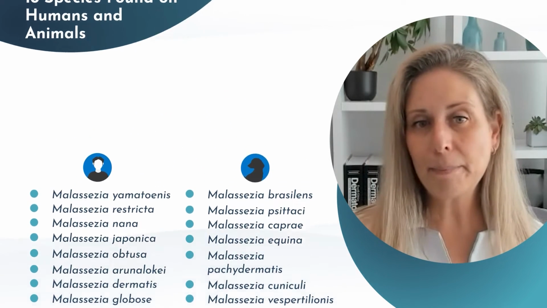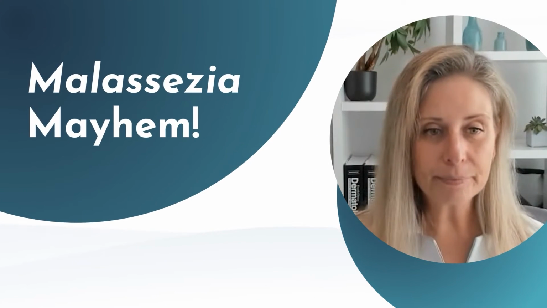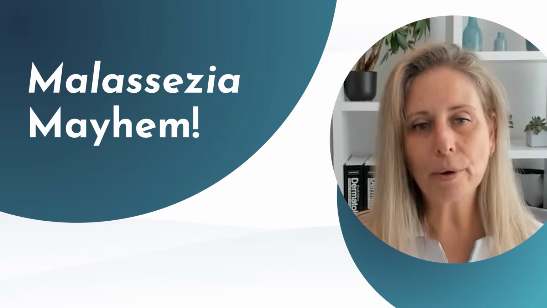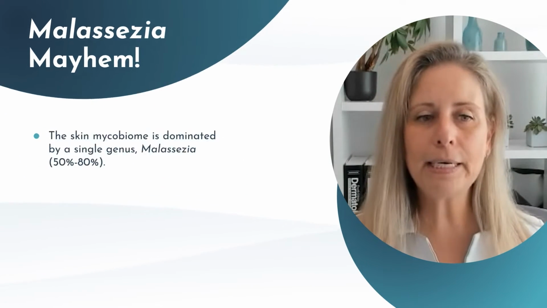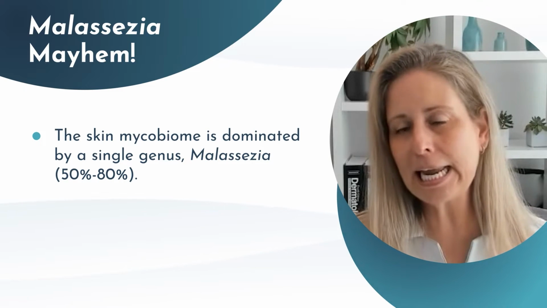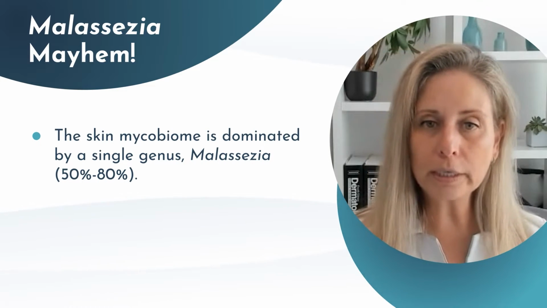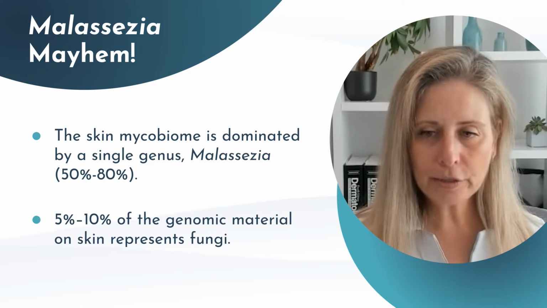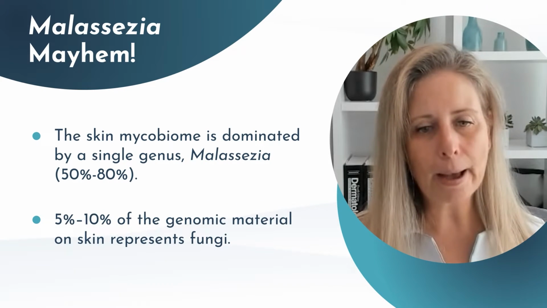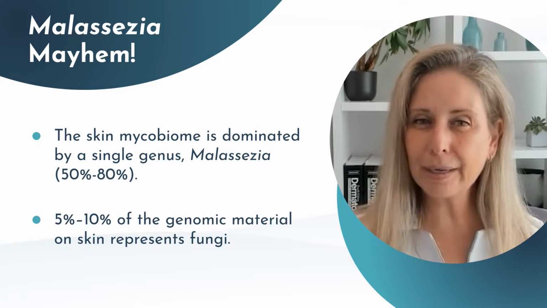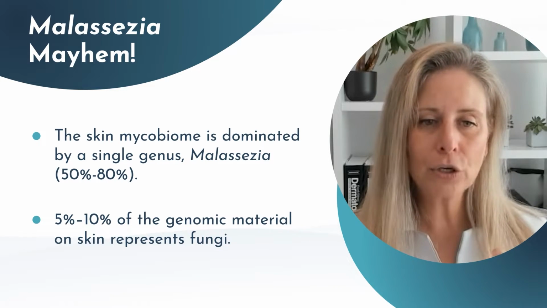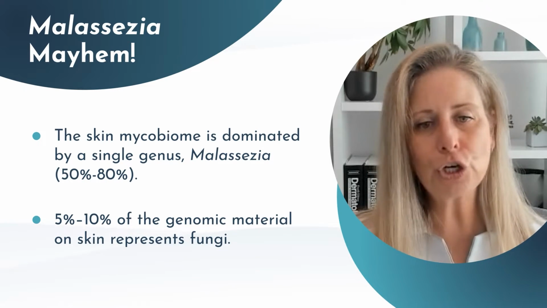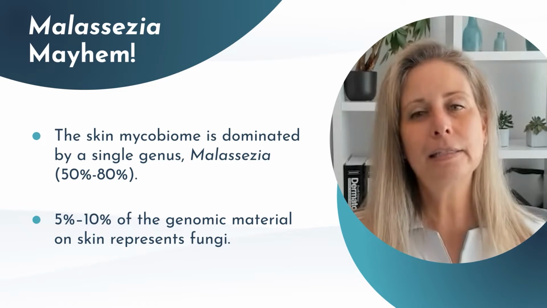Now it is really Malassezia mayhem on the skin. So we talked about the skin microbiome, the fungal biome is really dominated by Malassezia. From 50 to 80% of the fungal organisms living on our skin, it's Malassezia. And when we look at the genomic material, we talked about there's a lot of bacteria. In fact, only 5 to 10% of the genomic material on skin is fungal.